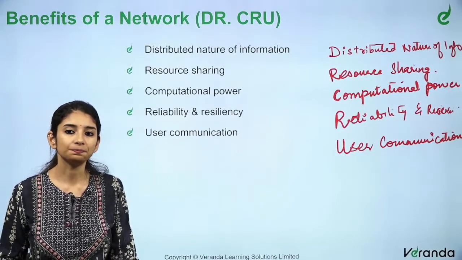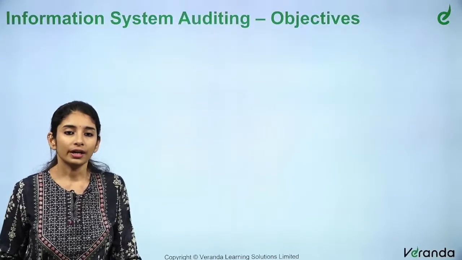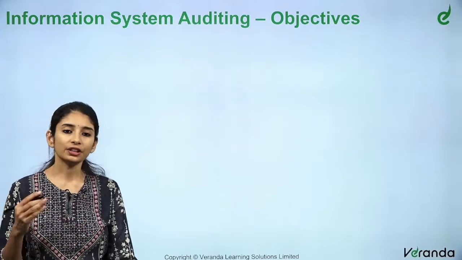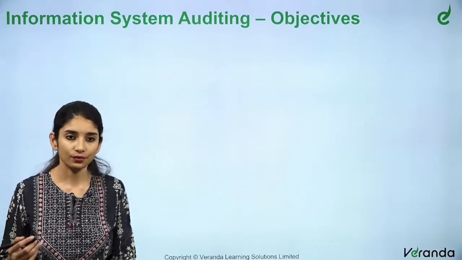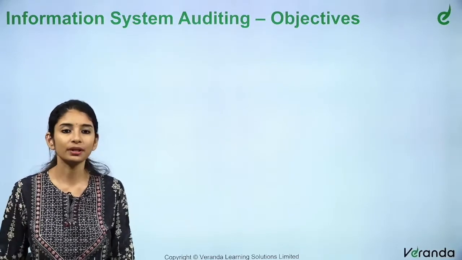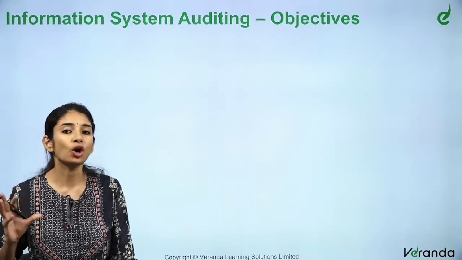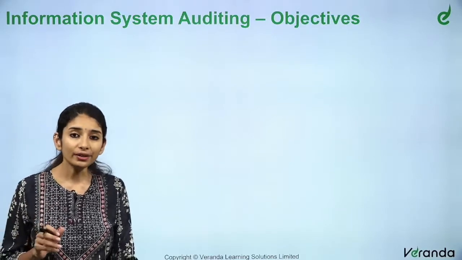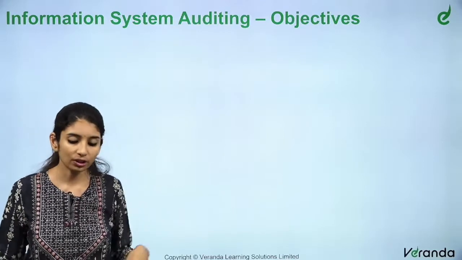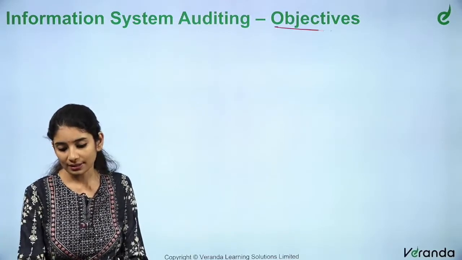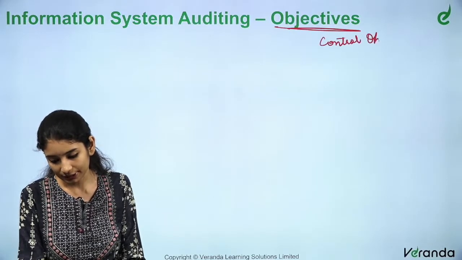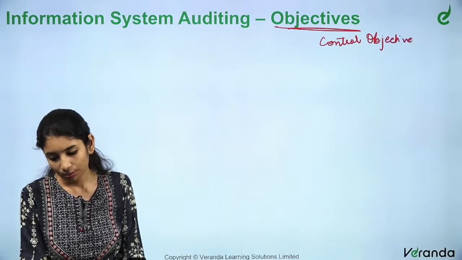So now we have information systems auditing. Very important, guys. We finished data mining, we finished the types of network and the benefits of a network. We're moving on to the next important part of this chapter, relating to systems audit. Now, why do we need to conduct an information systems audit in any organization? What are the objectives? This answer is going to be the same as control objectives. What are the objectives of control?